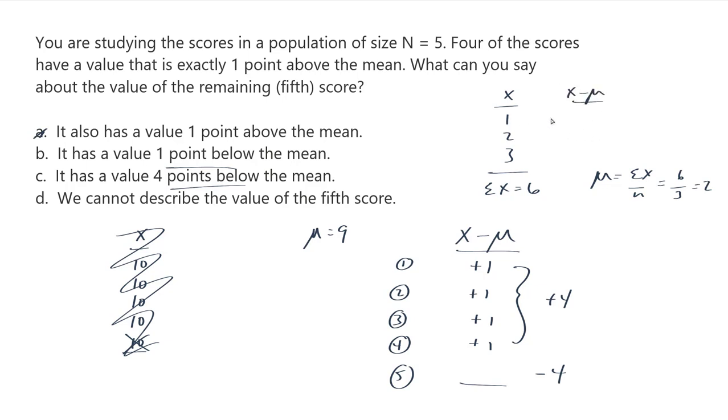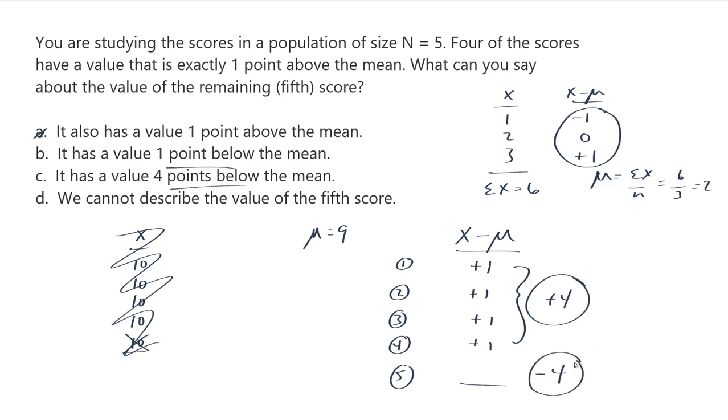Well, how does each one of these scores compare to 2? The value 1 is 1 lower than 2. The value of 2 is not lower and it's not higher. There is no difference. 3 is 1 higher. Notice how these numbers balance each other out. There is as much negative as there is positive.